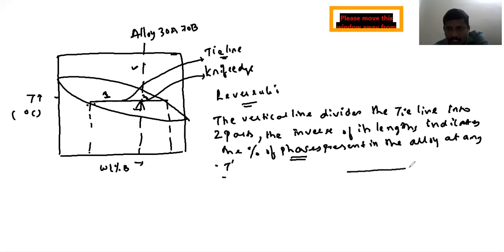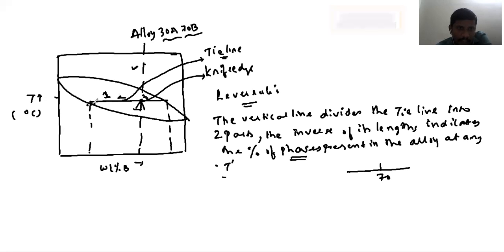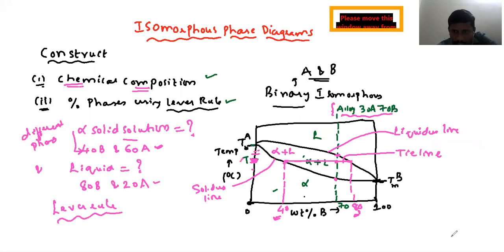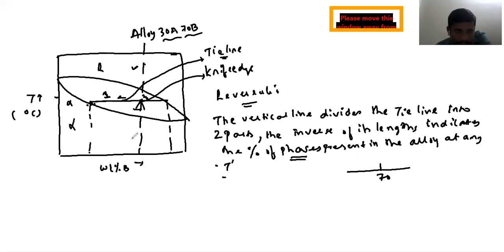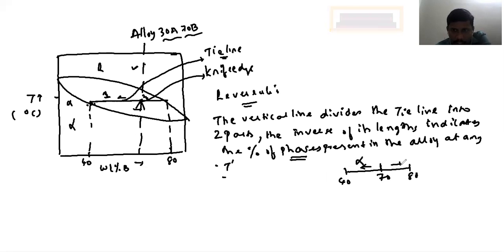So we have considered the alloy of 30A and 70B. So this point is 70. Now from this considered knife edge point, moving to the left, we get the solidus line. This region is alpha, this region is liquid. Now we have taken this point as 40 and this as 80. So from the considered alloy point, if you are moving to the left, you are getting the alpha phase. Moving to the right, you are getting liquid.